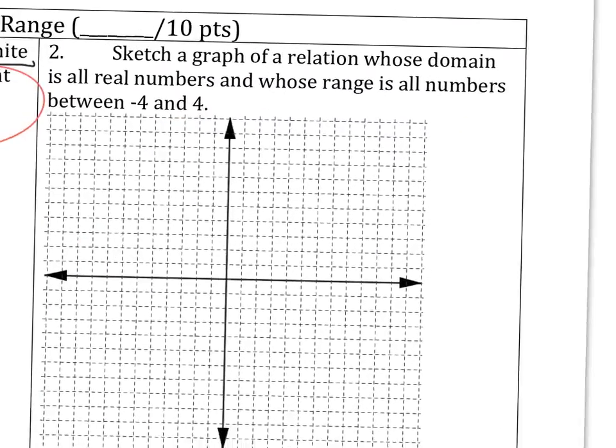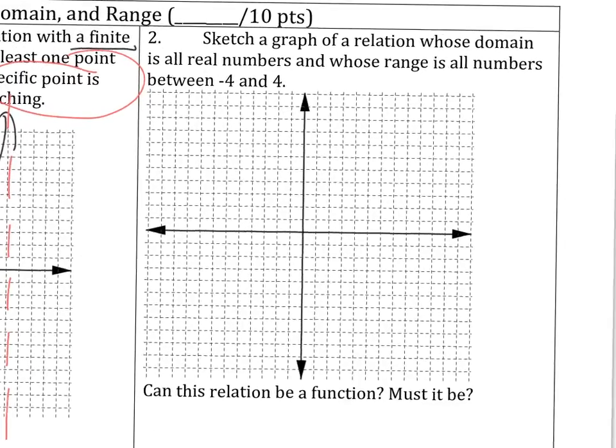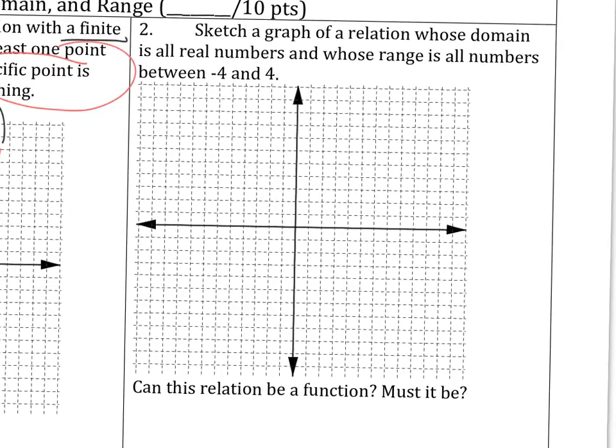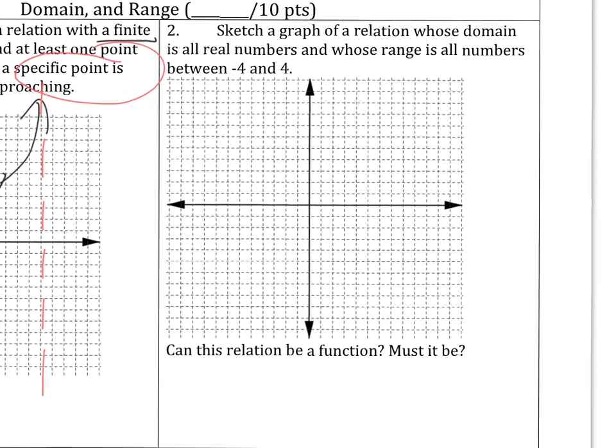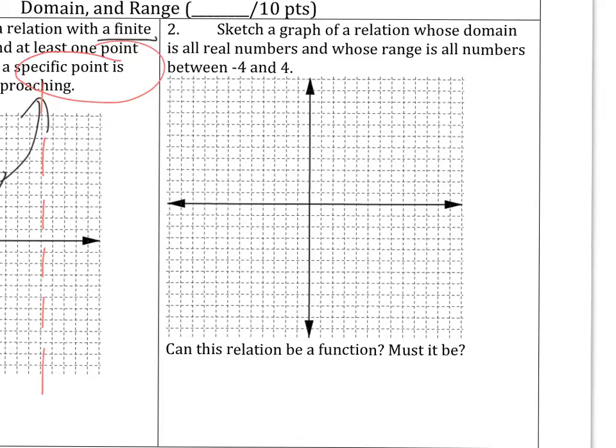Second problem. We're looking for a relation whose domain is all real numbers and whose range is all numbers between -4 and 4. All right, so first thing I'm going to do is kind of sketch the boundaries I have on my range.